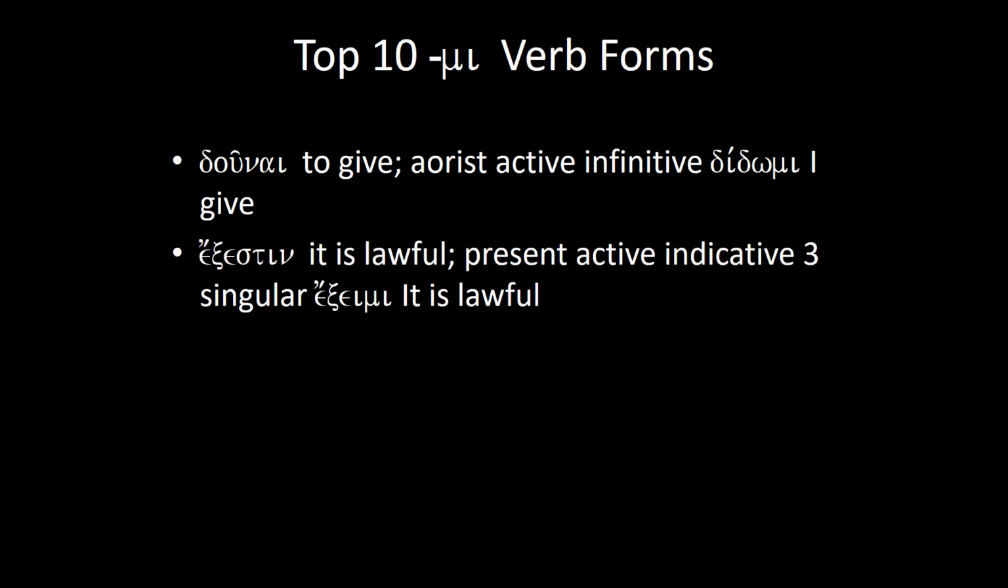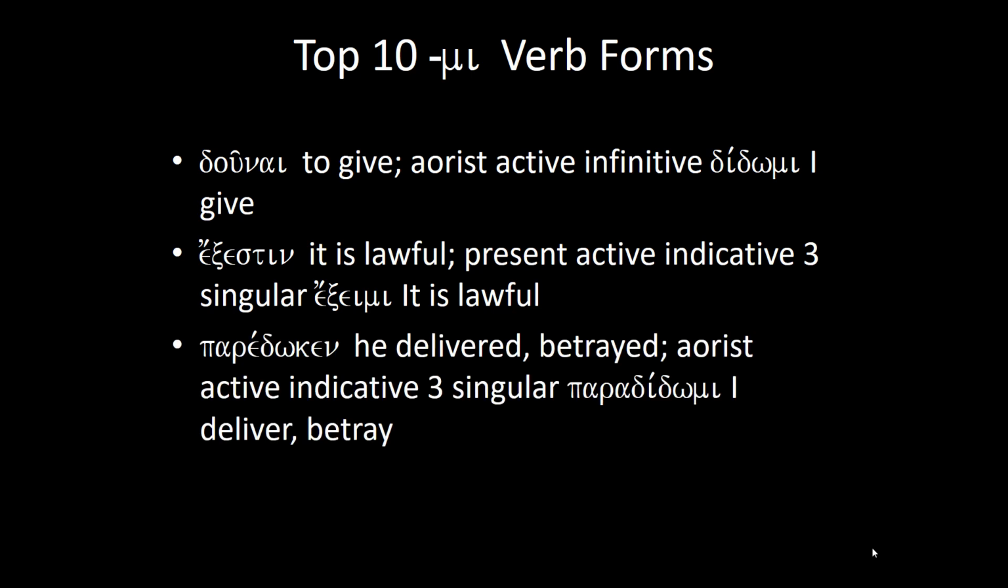Exestin, this is the verb that means it is lawful. It never occurs in first person in the New Testament. Wouldn't really make much sense for it to. It's present active indicative, third singular, from exesti. Paredoken, this is from para plus didomi, paradidomi. He delivered, or he betrayed, aorist active indicative, third singular.